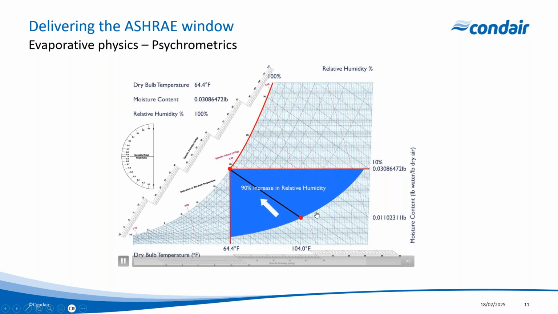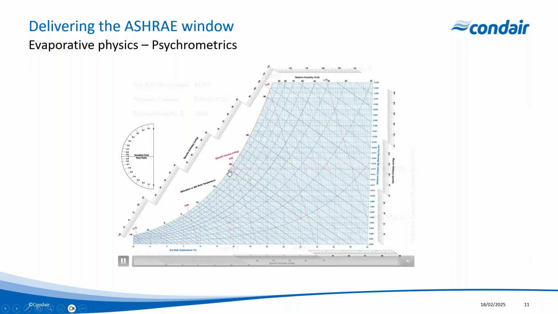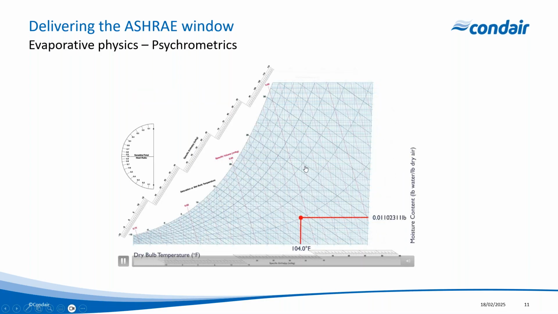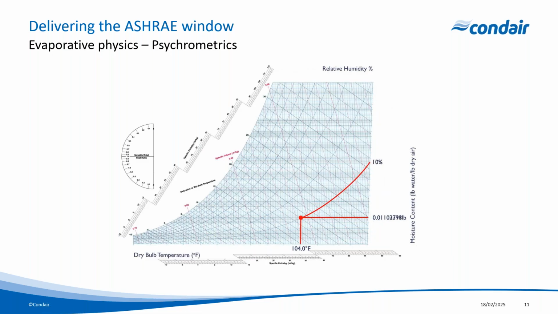But what I want to point out here is as we go down that line of constant enthalpy, we have a temperature decrease, and then we also have an increase in moisture content. So this will be important when we start looking at how evaporative cooling can be used to achieve the desired supply air conditions to a data center.